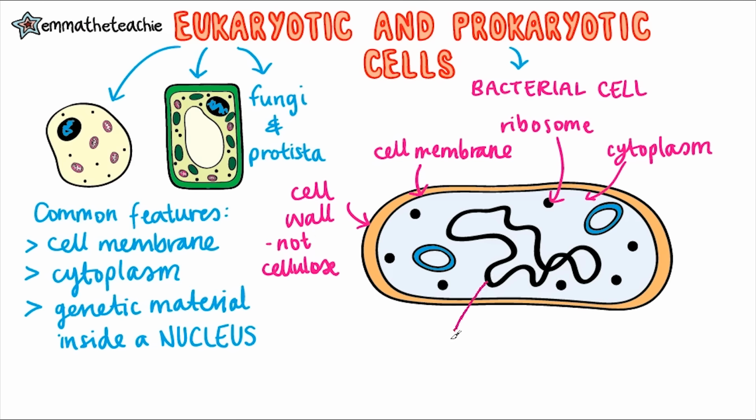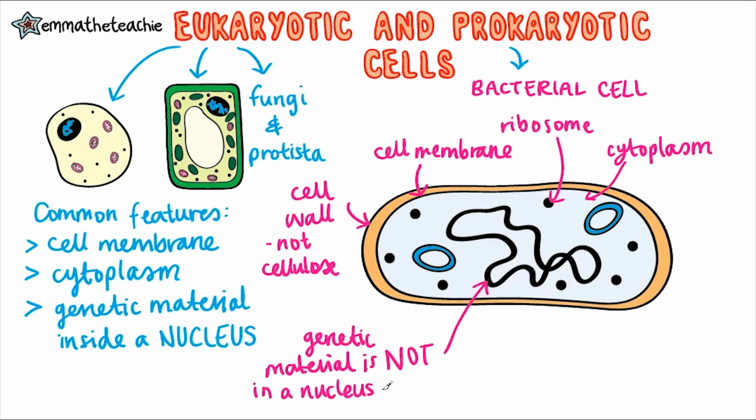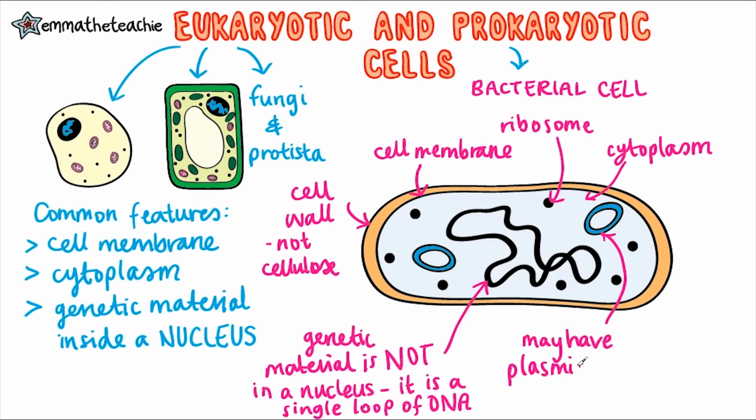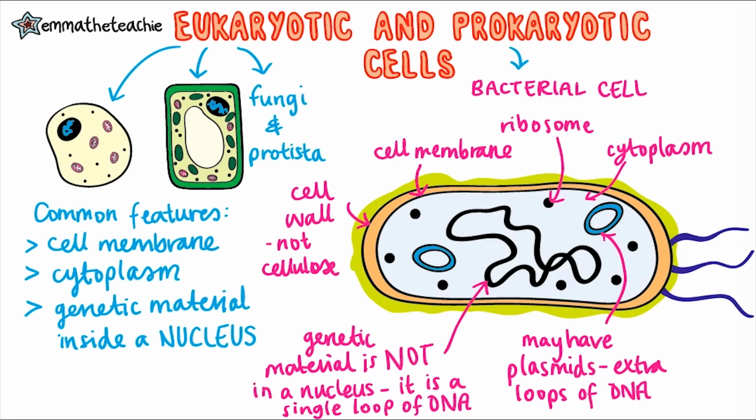The next big difference is that their genetic material is not enclosed in a nucleus. Instead, it's found as a single loop of DNA inside the cytoplasm. There may also be one or more small rings of extra DNA, which are called plasmids. Some bacterial cells may also have a slime layer, which is for protection, and they may have a flagellum, or plural flagella, for movement.